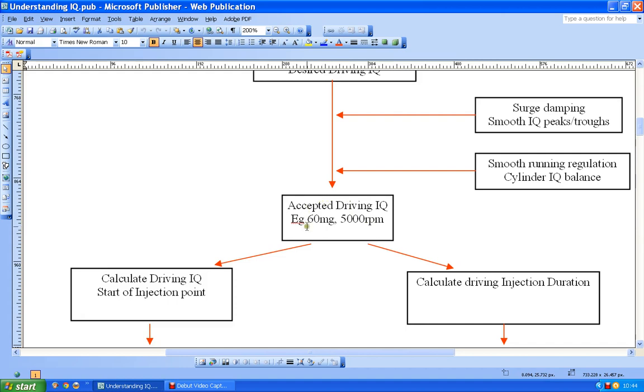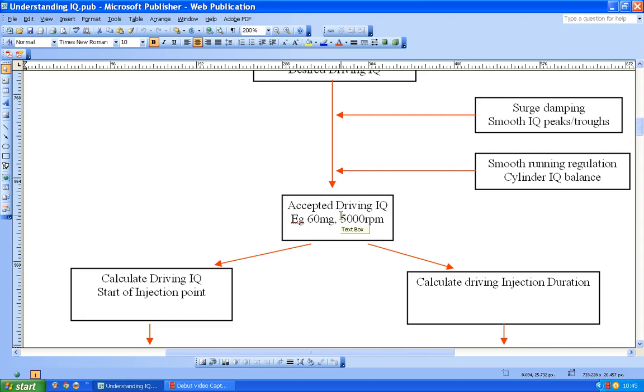And if I talk a little bit about the SEAT Leon file that I've been using for a lot of these videos, it was noticeable that when you got to this sort of area, 60 milligrams was about the maximum fuel per stroke, so the maximum injection quantity at 5,000 revs per minute.